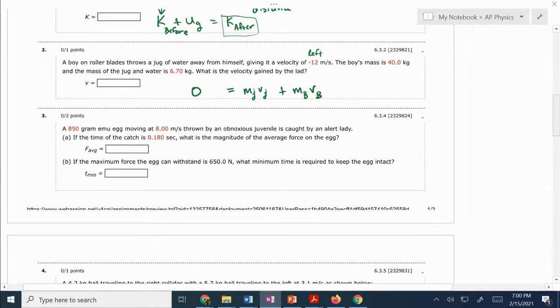For number 3, make sure that this is in grams, so that's 0.85 kilograms. Just make sure you've changed that.